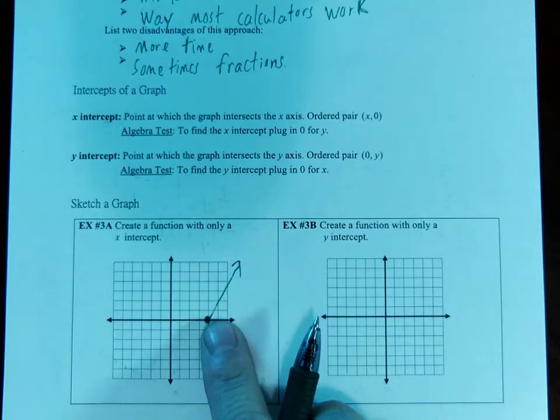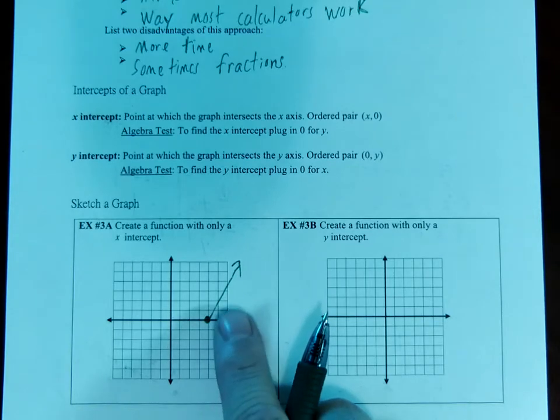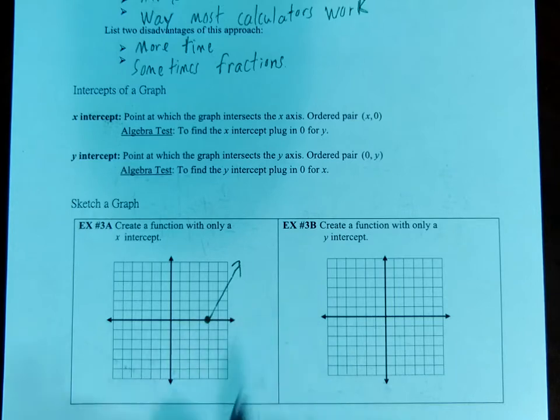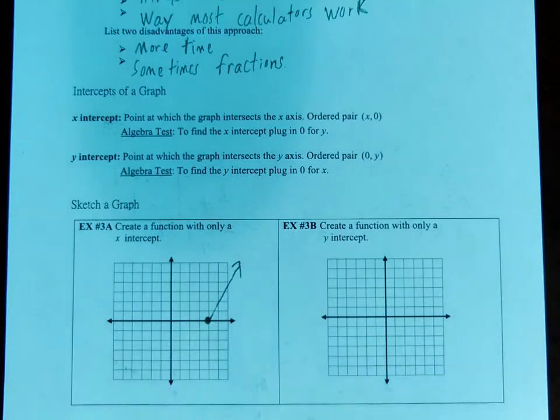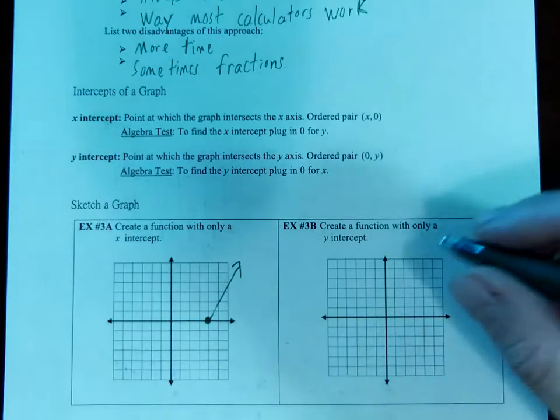This could be a function with only an x-intercept. Again, I'm saying that it does not extend down and cross the y-axis, because it would extend down if it was a full line. And we'll talk about the word function later on. I had to do that for a particular reason, for that to be a function. And then here, another function, with only a y-intercept.